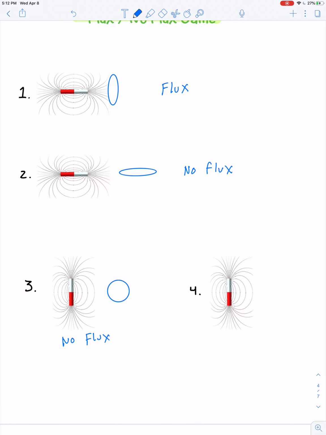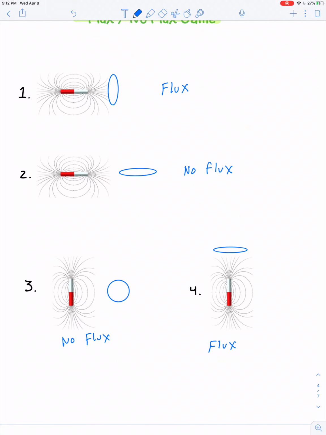Let's move on to the last round. Flux or no flux? We'll put the loop of wire here. Do over. And what do you think? Flux or no flux? Yeah, we're back to having some flux.